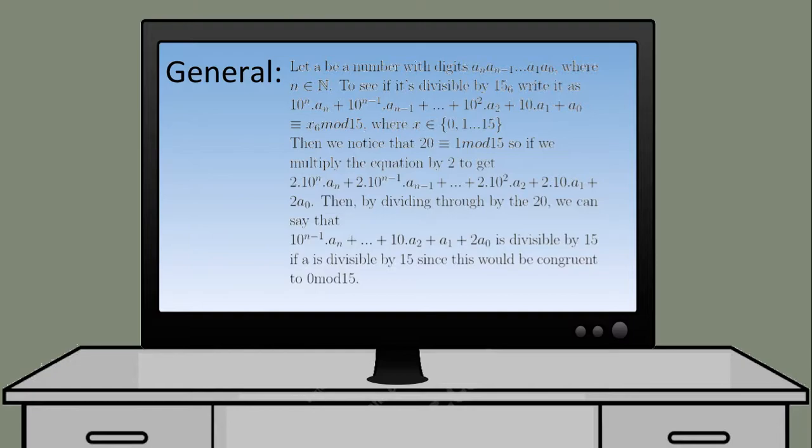We can create similar rules for other base 6 numbers and can also use similar ideas for base k numbers, where k belongs to the set of natural numbers.